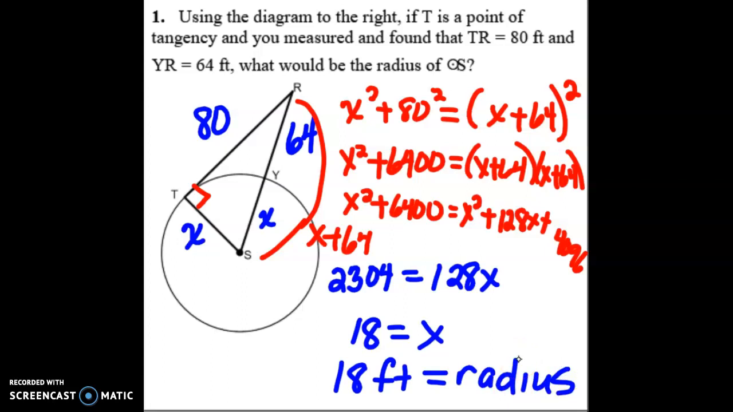Okay, just using Pythagorean theorem. That's all we're doing here, is using Pythagorean theorem and understanding that this is a radius and this is a radius, so they have the same measure.